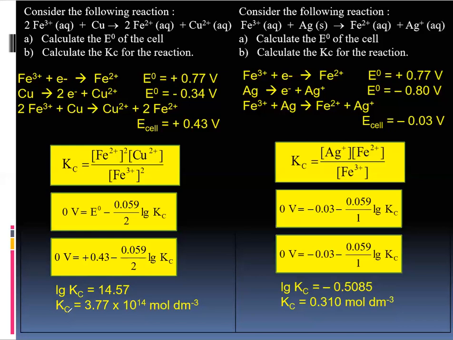Now, to make Kc stand alone, I need to find the antilog of 14.59. Just pick your scientific calculator, click the shift button, and then press the log. It will give you the antilog. Then you put 14.59, and when you press the equals sign, it's going to give you 3.77 times 10 to the power 14 mole per dm cubed. So this is what we call the equilibrium constant. That's the value you are looking for. It is as simple and straightforward as that.